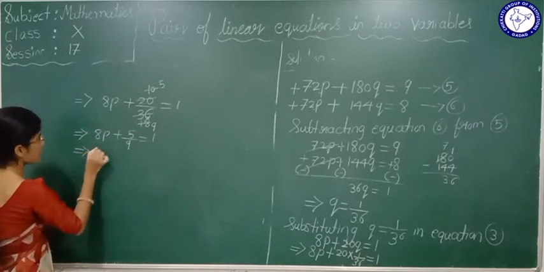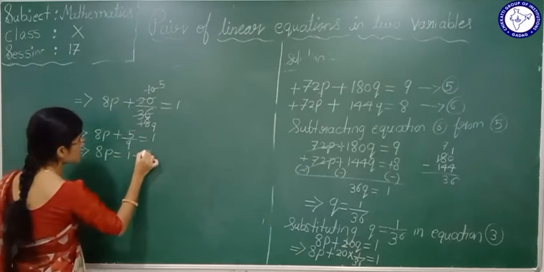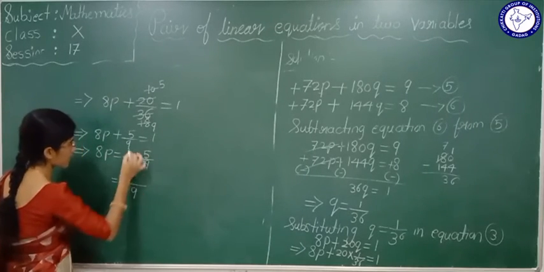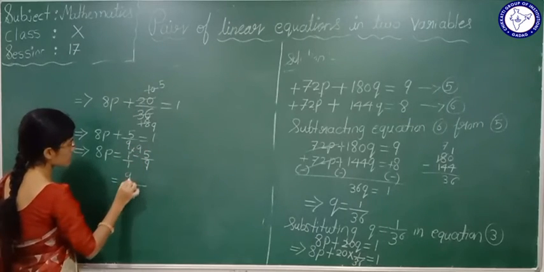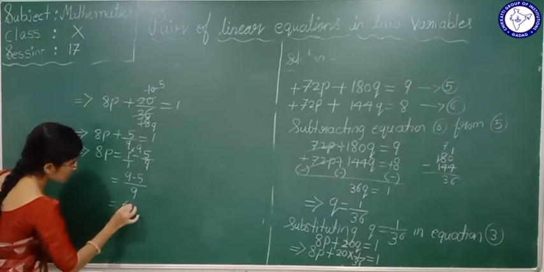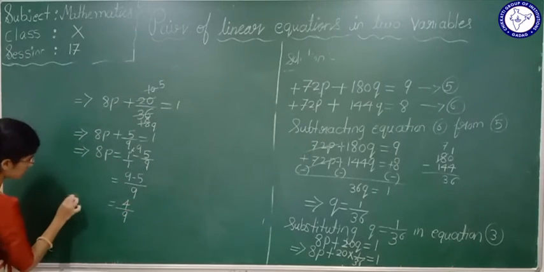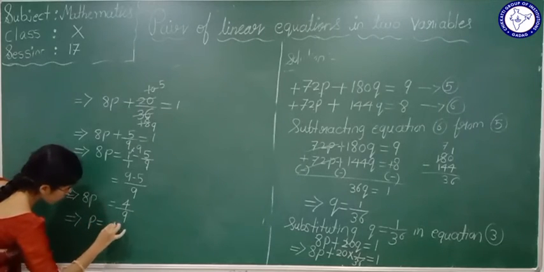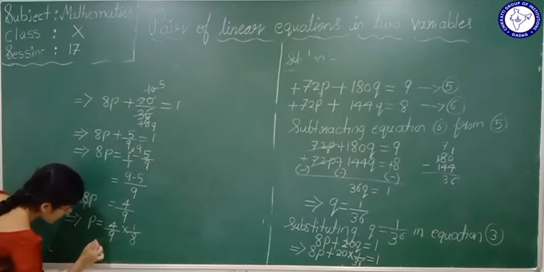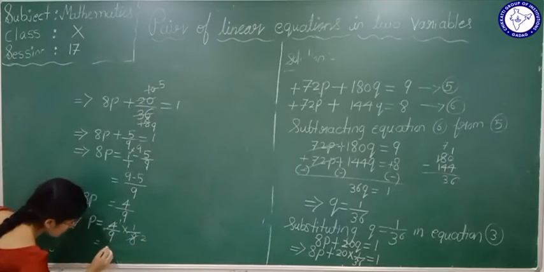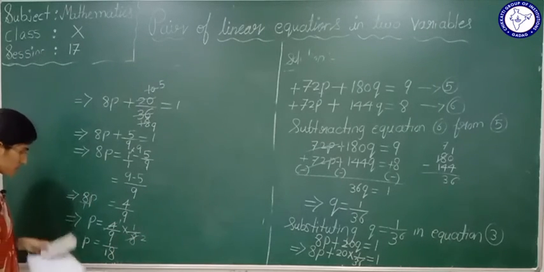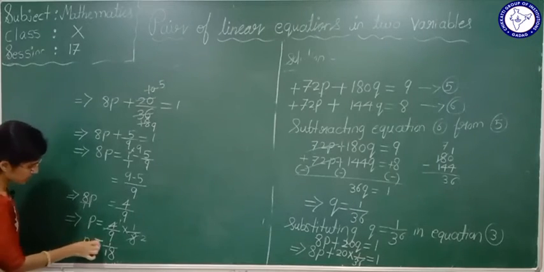So 8p is equal to 1 minus 5 by 9. What is the LCM of 1 and 9? The LCM of 1 and 9 is 9. 9 minus 5 is 4, so 4 by 9. So p is equal to 4 by 9 multiplied by 1 by 8, which becomes 1 by 18. We got the p value as 1 by 18.